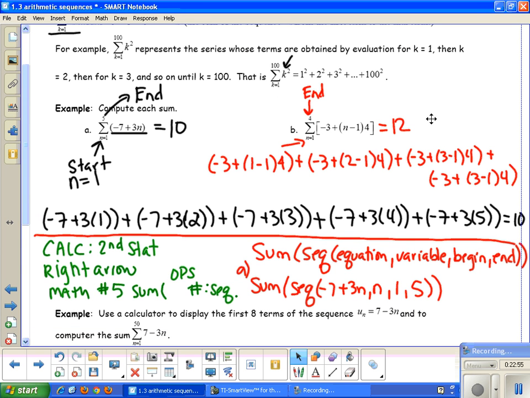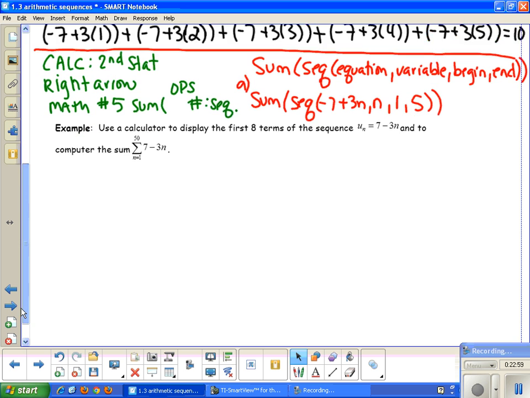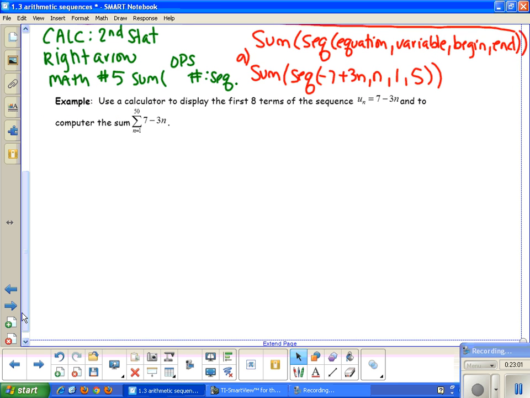So we're going to go ahead and stop here, and we are going to do the rest of this in class and kind of do some of these problems together. So if you wanted to, you could do this example right here. It says use the calculator to display the first 8 terms of the sequence and to compute the sum. So I just showed how to do that. So either you can do it and then we'll go over it again in class, or you can just leave it blank. It's up to you.